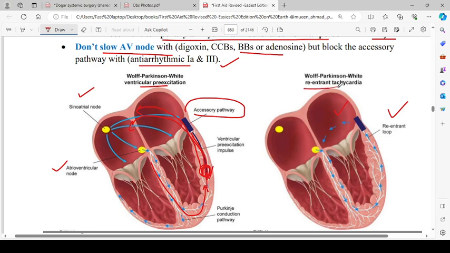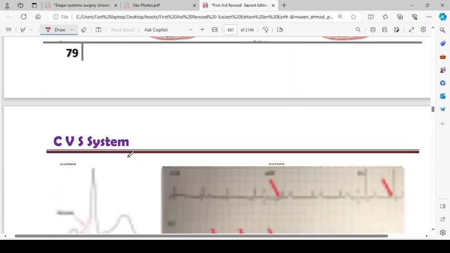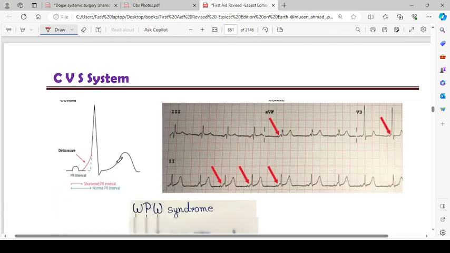So this is Wolff-Parkinson-White re-entrant tachycardia, which may look something like this. Okay, then we have the delta wave. Suppose normally it must go like this, but there is a shortened PR interval. The PR interval has been shortened.